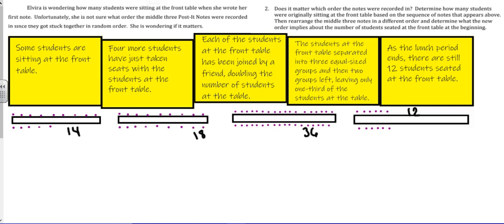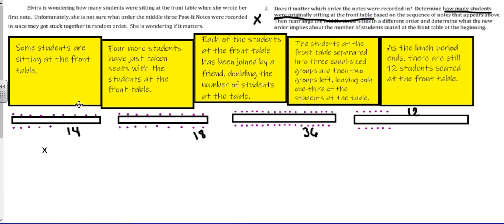So let's take a quick look at setting up the equation. So again, we have to identify what our variables are going to represent. So define what the variable's representing. So x is going to represent how many students were originally sitting at the front table. So x is going to be right here.